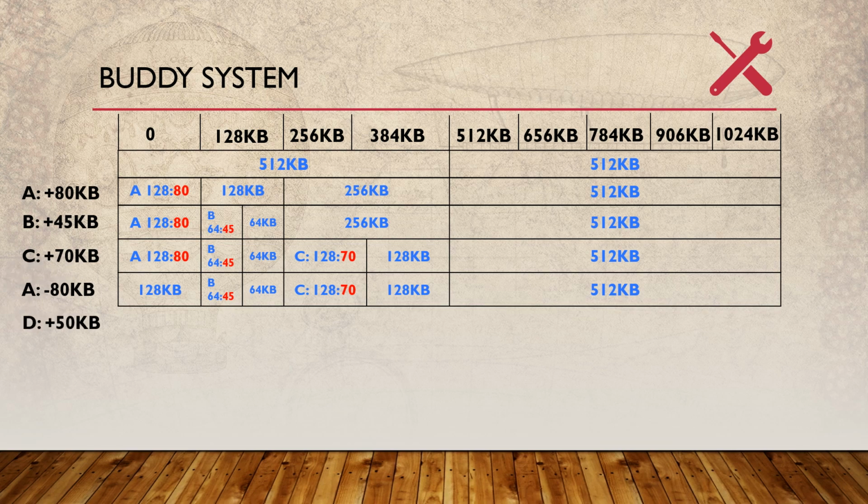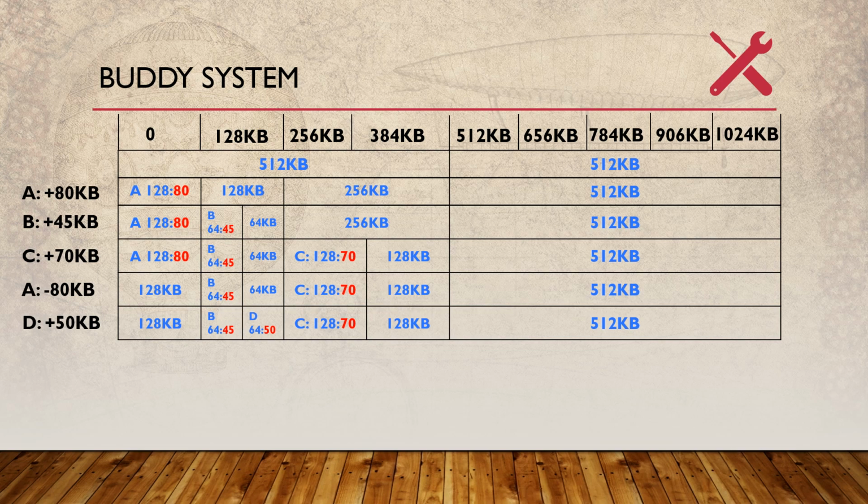Next is memory D, which requests to allocate 50 KB, and now we have 128 KB and 64 KB available. But I would like to suggest that we don't need to use the larger memory. We can use the closest 2 to the power m, which is 64. You see, 64 is actually enough for memory D to be allocated, so I would like to allocate it into the 64 KB. Next is memory B, which requests for release.